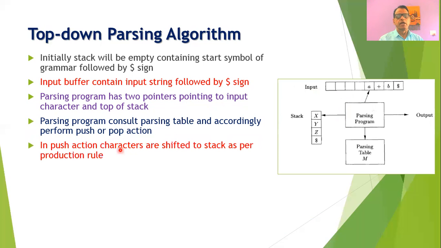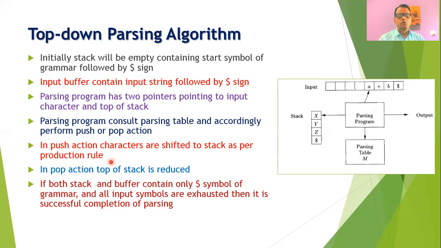In the push action, the characters are shifted to the stack as per the production rule of the grammar. And in the pop action, the top of the stack is removed. If this process goes on and we find that both the stack and buffer consist of only the $ symbol, and all the symbols of the input buffer are exhausted, then we can say that it is a successful completion of the parsing. Otherwise, an error message will be generated, and this error is called a syntax error.